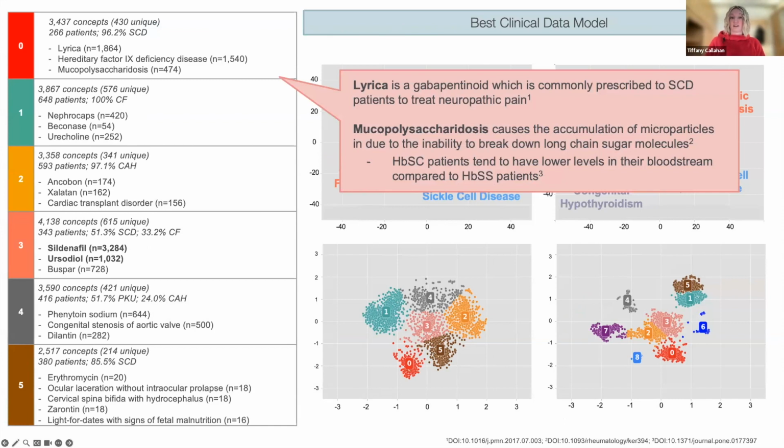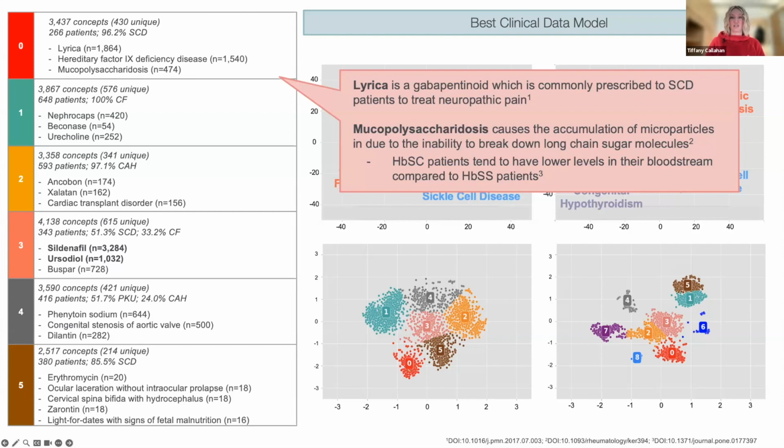So we found Lyrica, which is a gabapentinoid, which is commonly prescribed to sickle cell disease patients to treat neuropathic pain. Mucopolysaccharidosis was also found to be important, and it's known to cause the accumulation of microparticles due to the inability to break down long-chain sugar molecules.